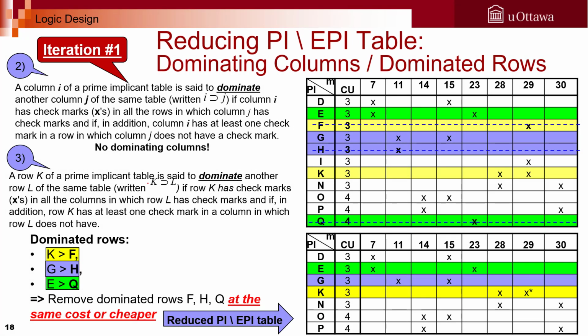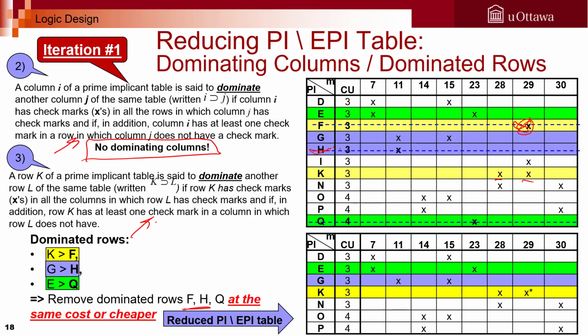Okay, so let me give you an illustration in our example. We take a look at here, and this is exactly what I said to you, how to define the dominated columns and the dominated rows. As we can see in our example, we do not have any dominating columns. We cannot dominate the columns. However, I have a dominated row. How did I have a dominated row? As I can see here, K dominates F because K has two minterms, and therefore I'm gonna exclude it. And for J, the same thing. So J dominates H. Therefore, I'm gonna remove it.